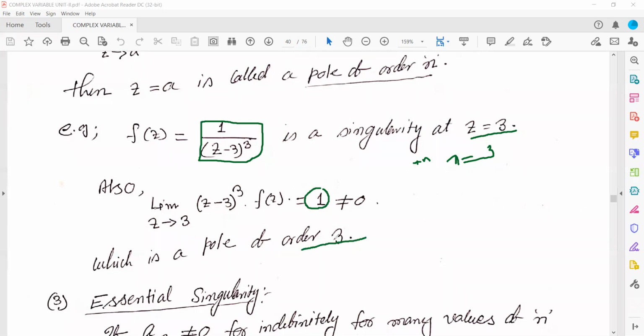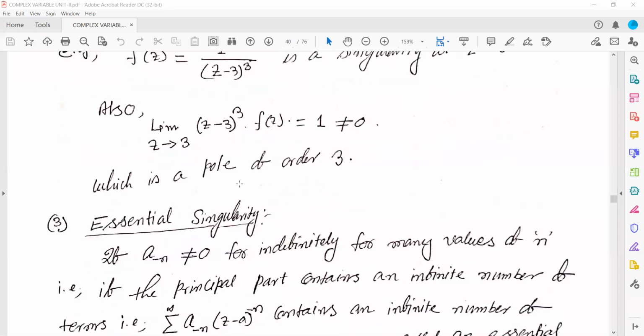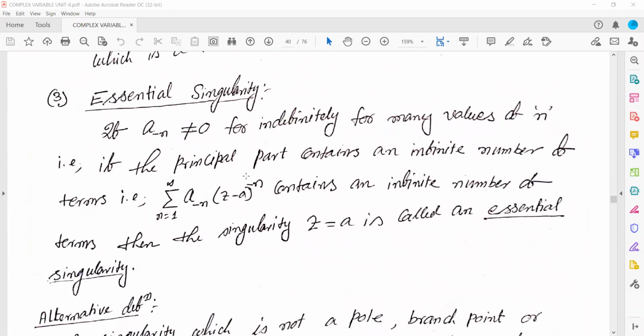So it is a pole of order 3. Whenever you need to check whether the given singularity is a pole or not, simply try to find this limit: limit z tends to a of (z minus a) to the power n times f(z). Now a you will get from here, and n you need to choose in such a way that this limit will be a finite value, and that should not be equal to 0. Then that singularity is called your pole, and the order you will get from here. Then the last one is your essential singularity.